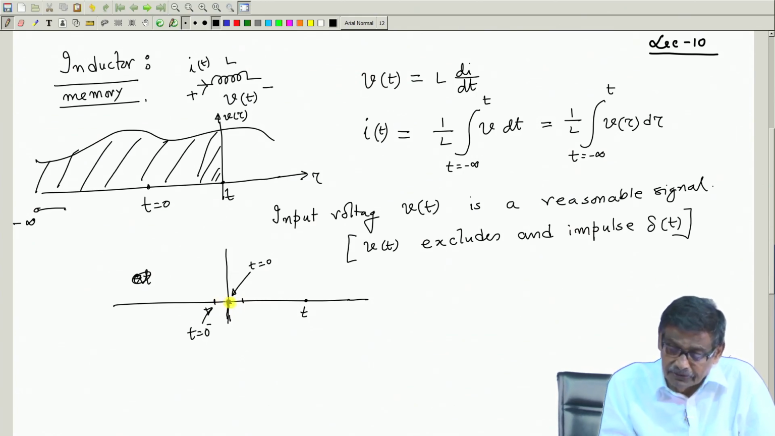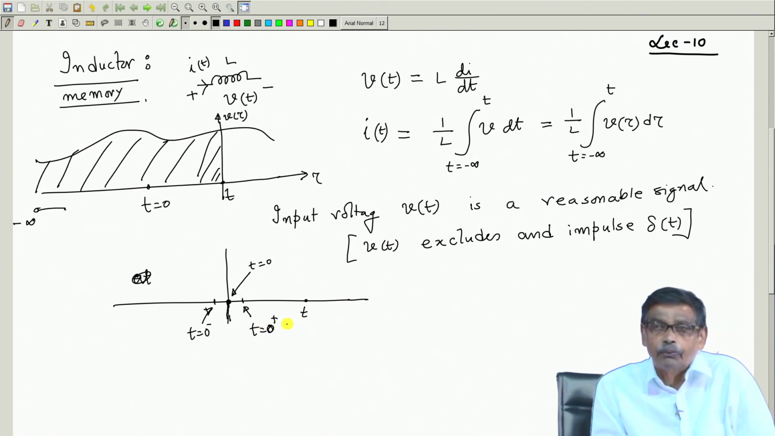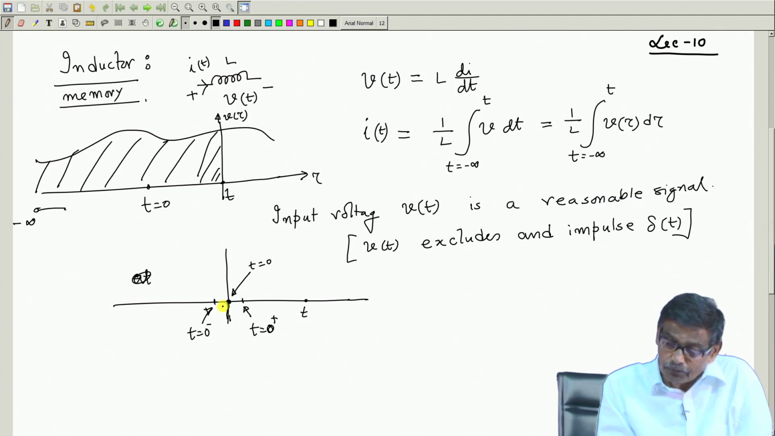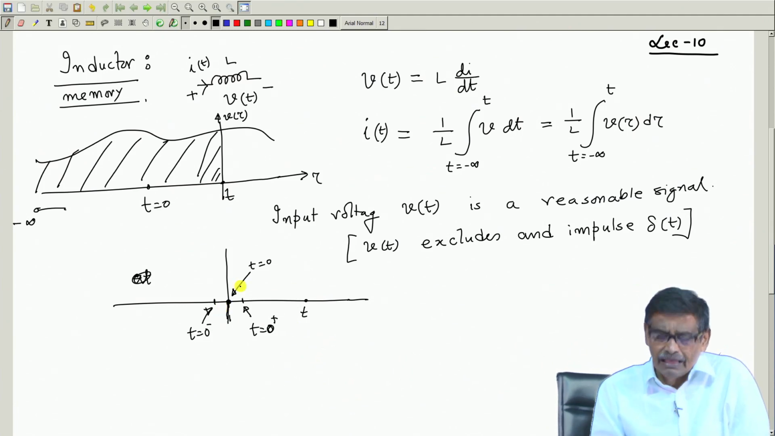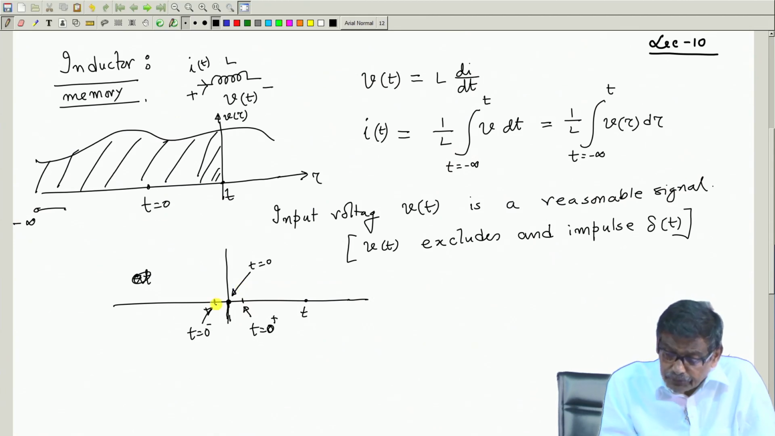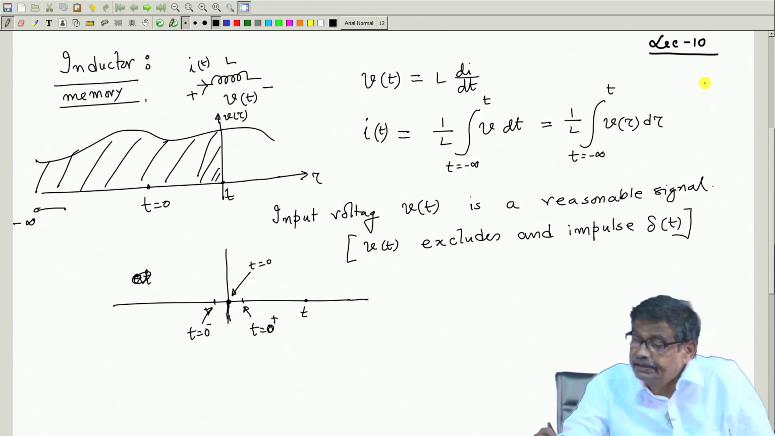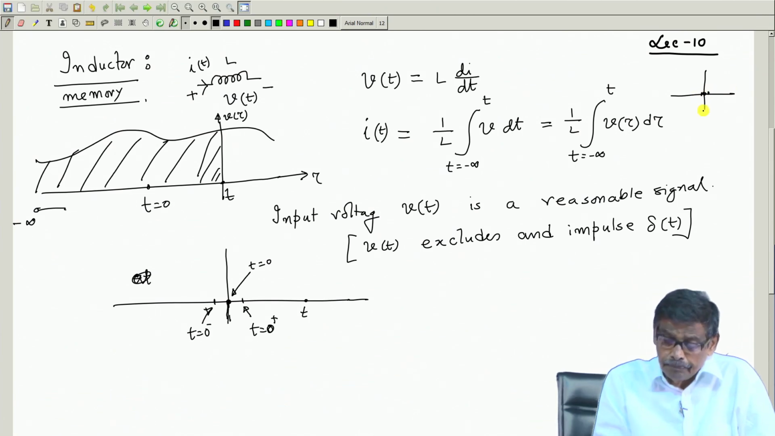This point is t equal to 0. Similarly, on the right hand side, immediately after t equal to 0, I will denote the time by this notation, t equal to 0 plus, meaning it is almost 0, but on the right hand side. Now, why it is necessary, and this I have shown on a larger scale. It is like this: this is t equal to 0, t equal to 0 minus is here, and t equal to 0 plus is just here, immediately after that. So, 0 minus and 0 plus indicate those 2 points.